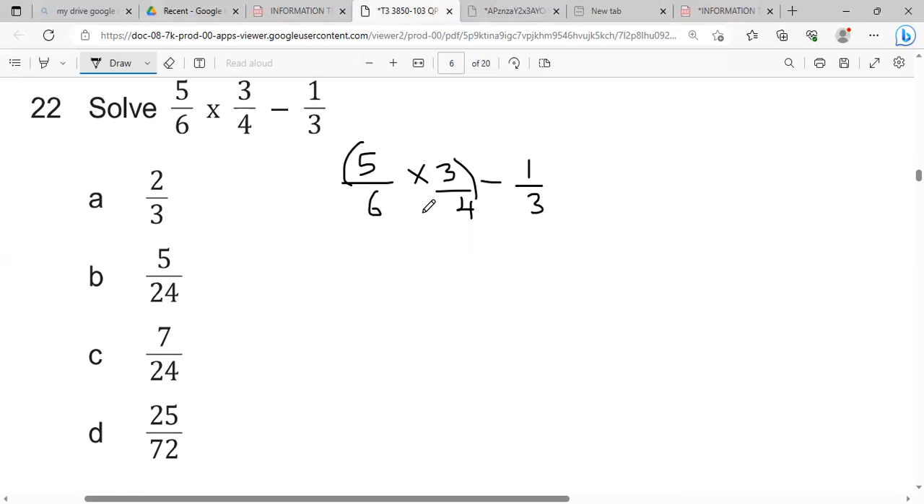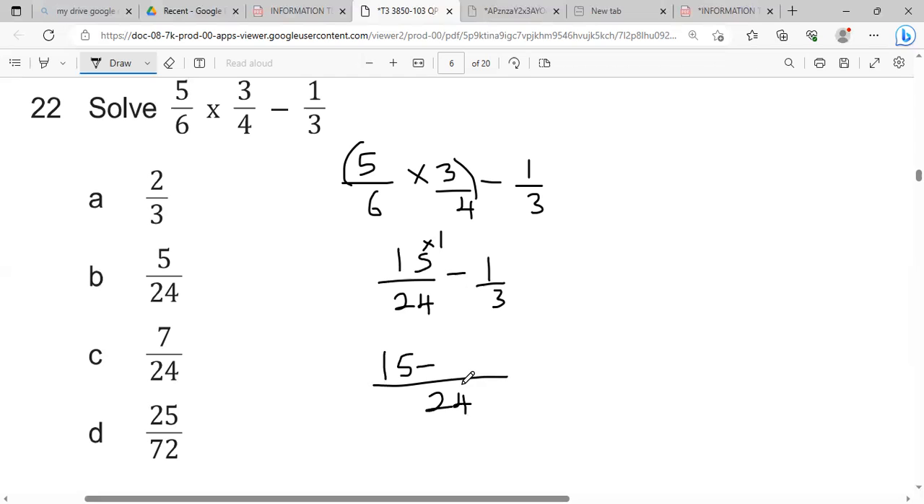5 3s, 15, and 6 4s, 24. I'm gonna reduce this because I want it to be easy for us. Or we could just go ahead and make the LCM be 24, as 3 can go into 24. So I could do that. 24 into itself, 1. And we times 1, which gives us 15.